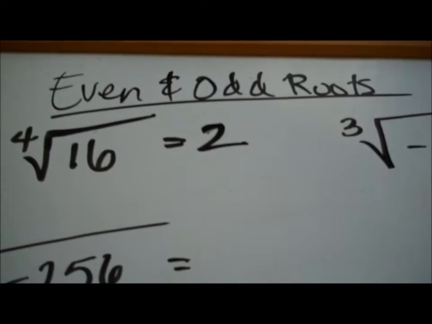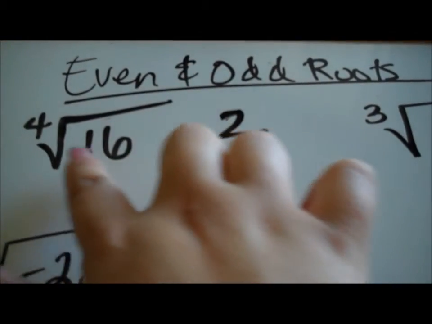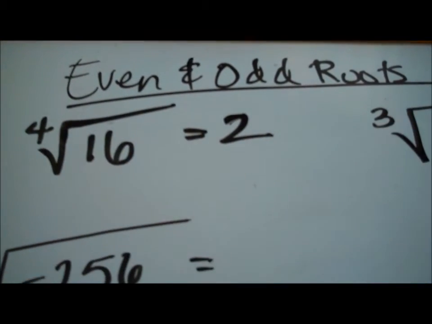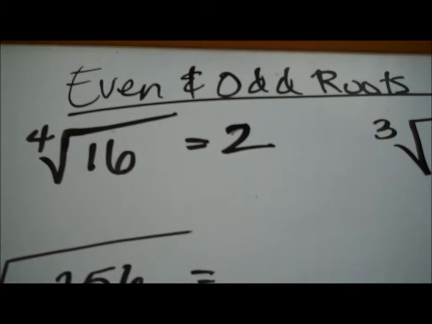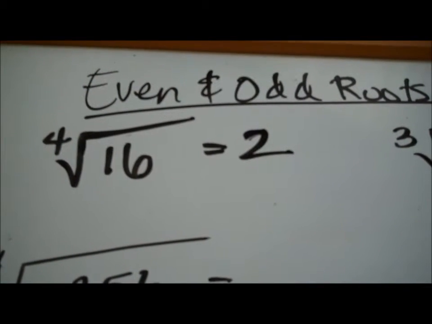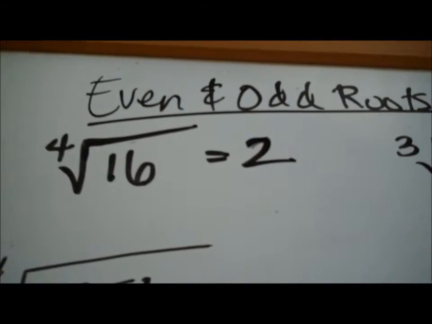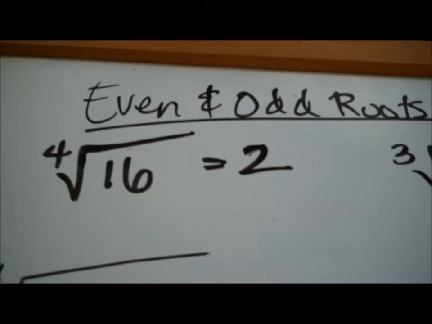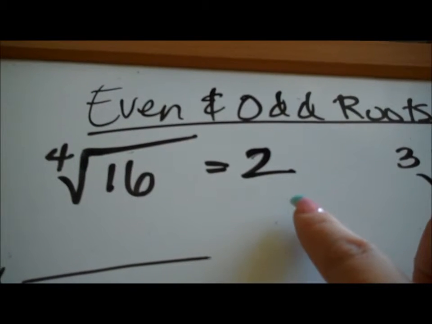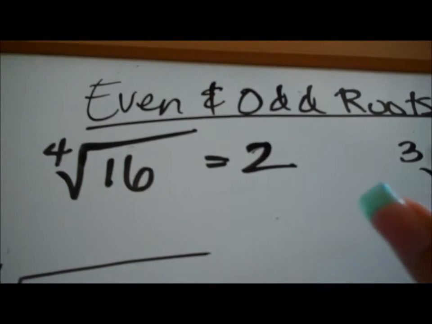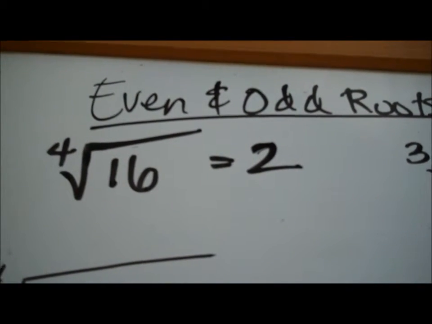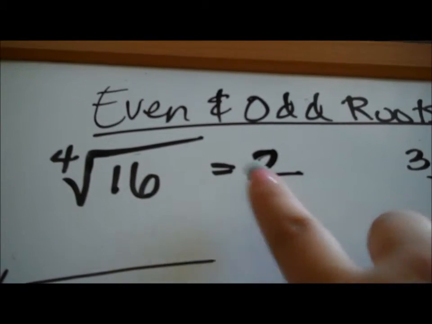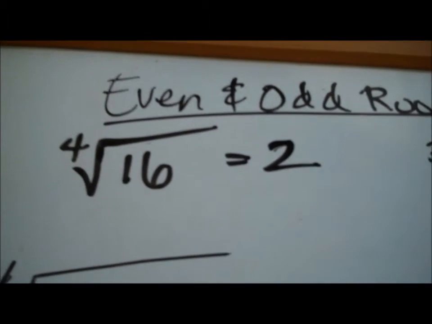Okay, next we go over even and odd roots. So here we see the 4th root of 16. Now remember, since it's an even power, that's the same thing as our square root. There has to be an even number of signs in order for us to get a positive. So that means that we're not allowed to have a negative inside the radical. So that means that we have 2 here. 2 times 2 is 4, times 2 is 8, times 2 is 16. So something that is multiplied by itself 4 times to get 16, that would be 2.